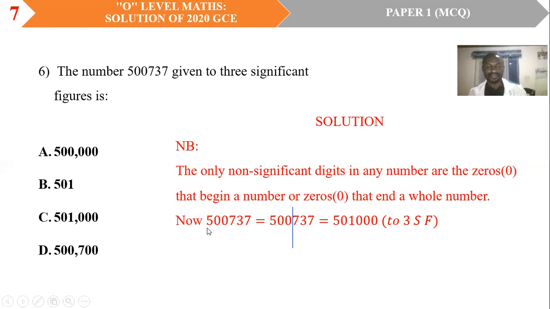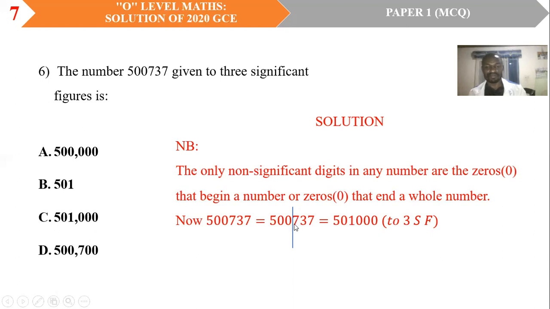So to write this number to 3 significant figures, we count the first 3 digits and we draw a line. When we draw the line, we look at the next digit. The next digit is 7. If the next digit is less than 5, we round down. But if it is equal to 5 or greater than 5, we round up. Here it is clearly 7, which is greater than 5.